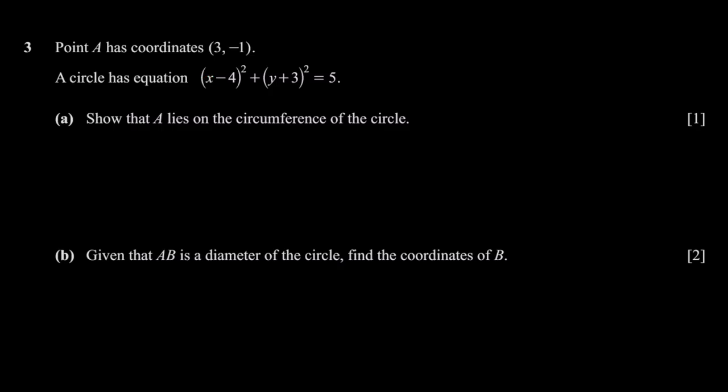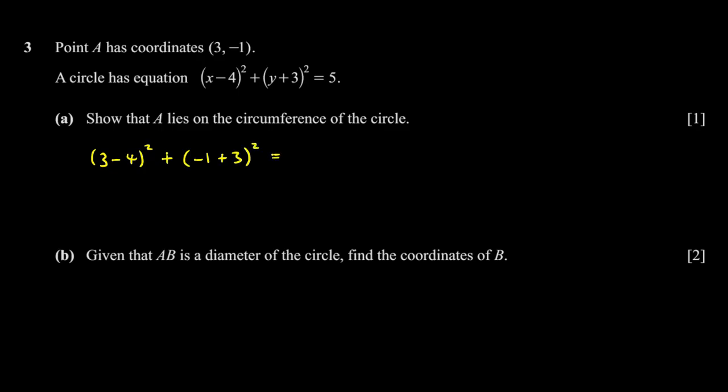We just substitute the point into the equation and see that we get 5. So let's do that. X is 3, so we get 3 minus 4 squared, plus y, which is negative 1 plus 3 squared. Well, let's try to solve that.